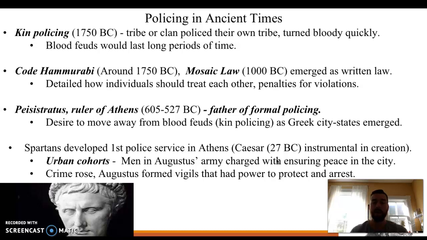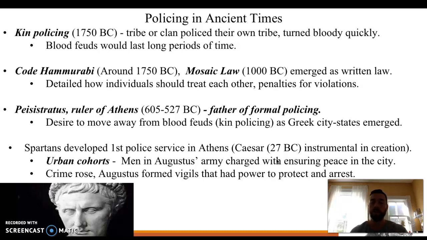They wanted some kind of centralized policing unit that would enforce the rule of law. And the first actual police force was developed by the Spartans in Athens. So this is about 27 BC, and Augustus Caesar was instrumental in their creation. If you've read history books or taken a history class, you may see them referred to as urban cohorts.